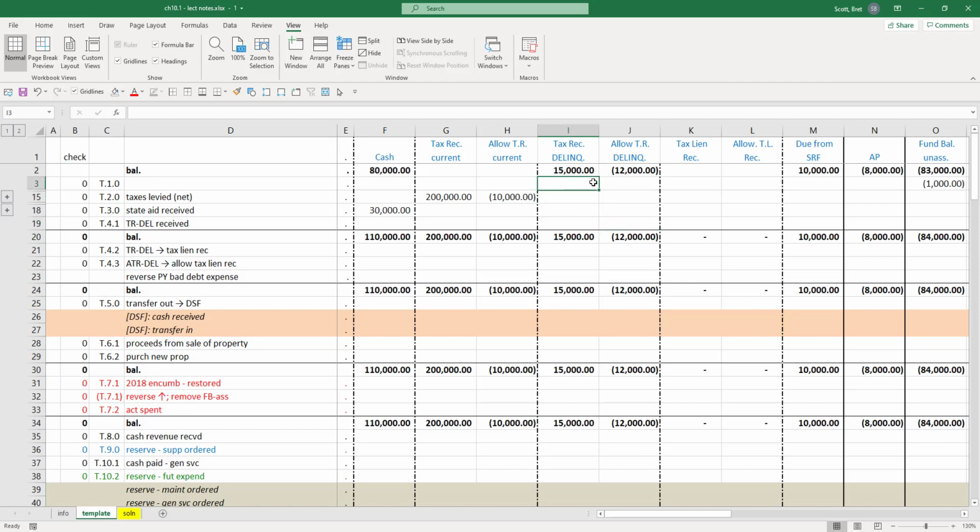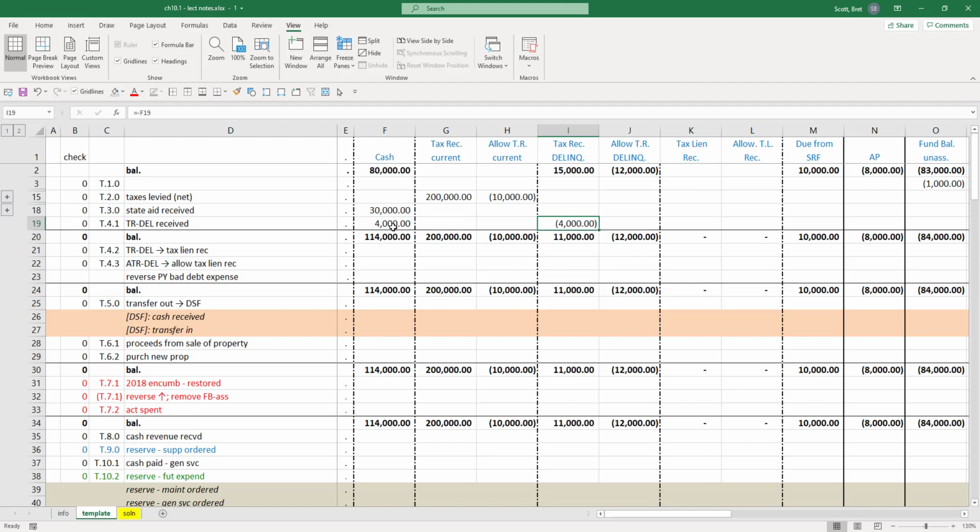Well, first of all, let's take a look and see how much we actually expected to collect from these delinquent taxpayers. The net of these is $3 million. I expected to collect only $3 million in delinquent taxes. How much did I actually collect? $4 million. So let me go ahead and plug that in there. $4 million cash, remove $4 million with a credit from the delinquent taxes.